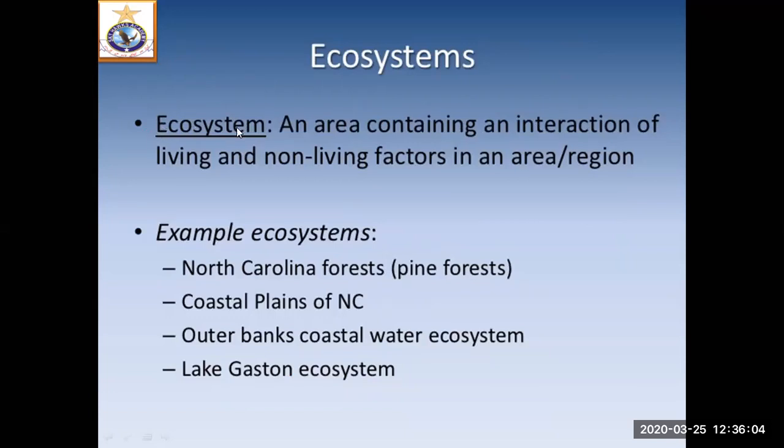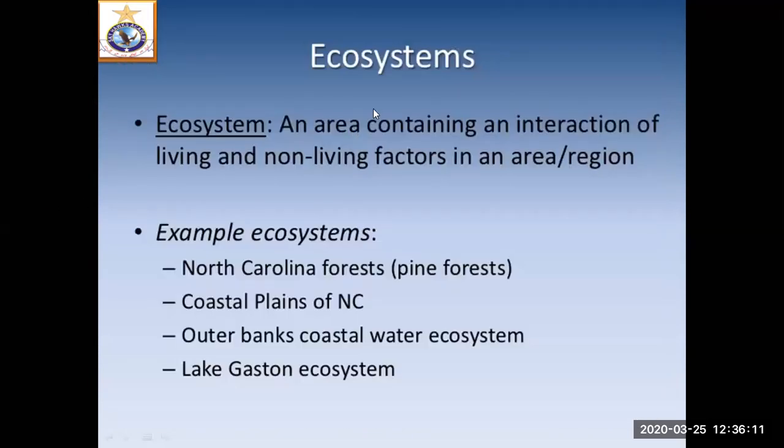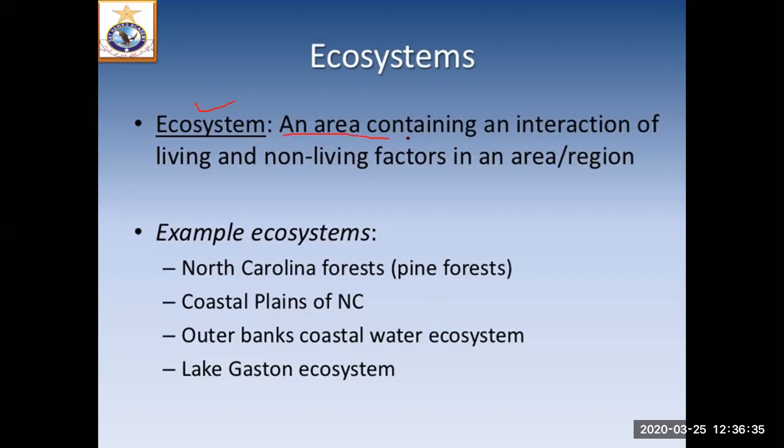Just read this out. Ecosystem. Now let's see, this is the slide. Ecosystem: an area containing an interaction of living and non-living factors in an area or region. Yes. So an ecosystem is basically an area containing an interaction of living and non-living factors in an area or region. So actually this is the sampling: we are taking and marking the area, and we are just looking at it.